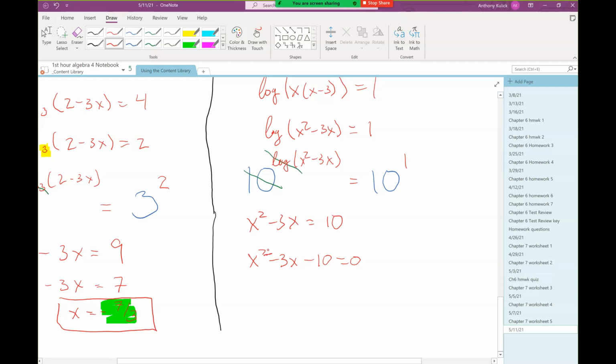So multiplies to give me negative 10. Adds to give me negative 3. What two numbers do that? Negative 5 and positive 2. So there's that. Then using the zero product property, I can set each of these equal to 0. So the solutions I get are 5 and negative 2.